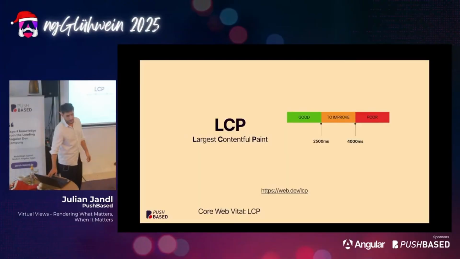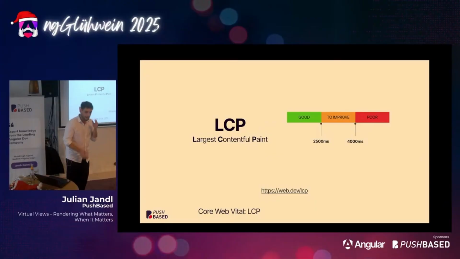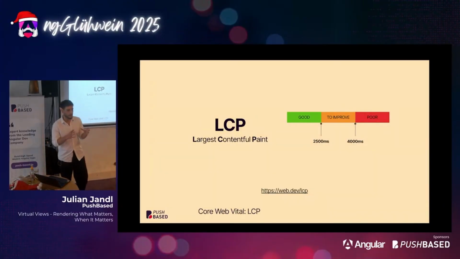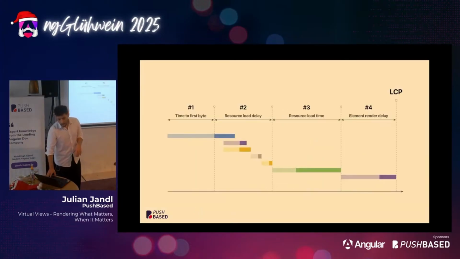Then we have loading speed, which is mostly communicated or measured by the metric LCP, which is one of the core web vitals. In order to have a good core web vital score, and this is still questionable if this really feels good, you need to render the biggest part of your app within 2.5 seconds, which for our experience, 2.5 seconds is not even fast.